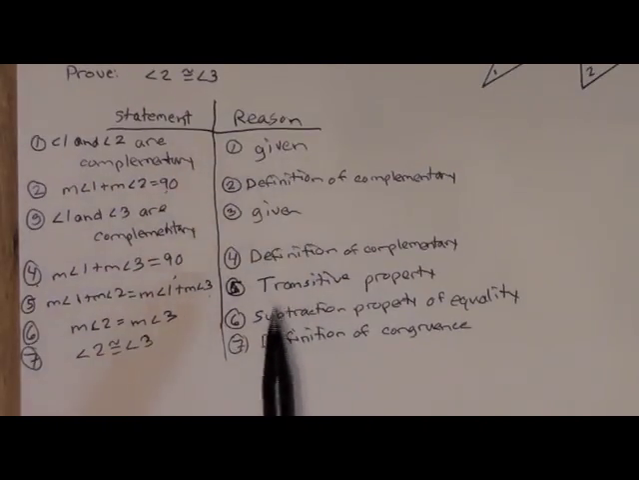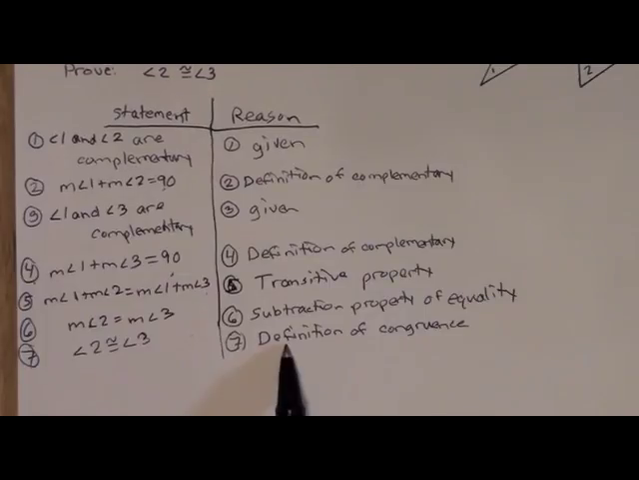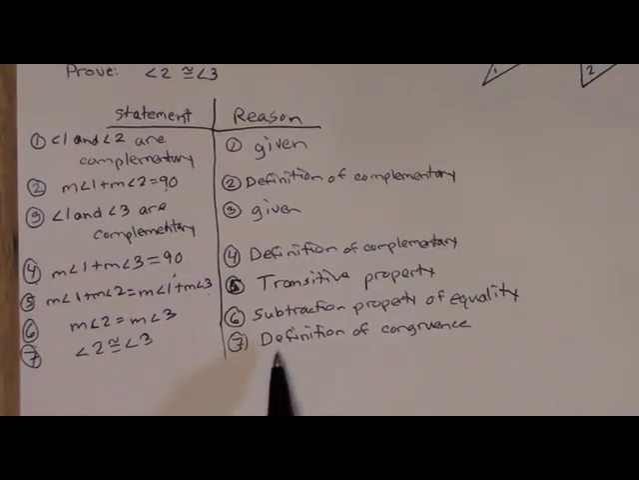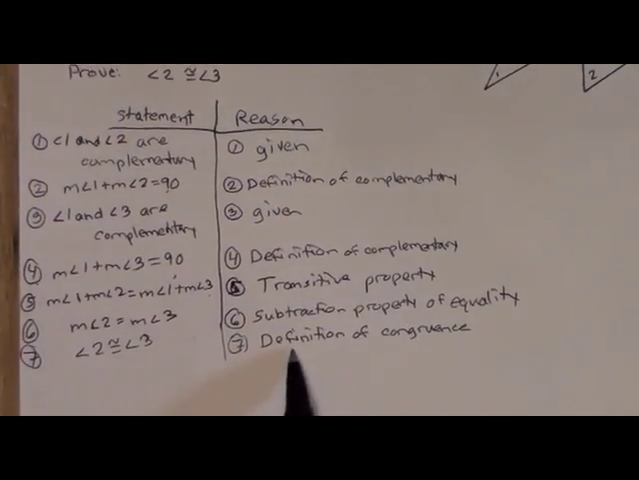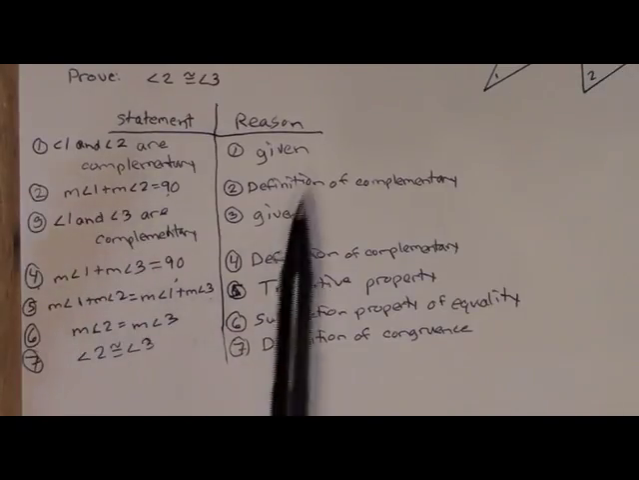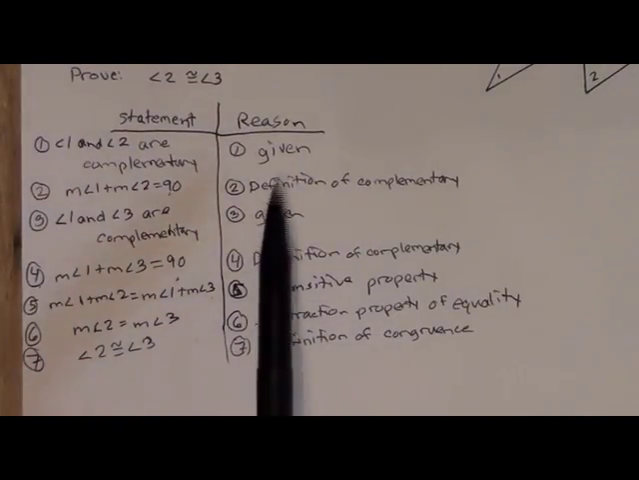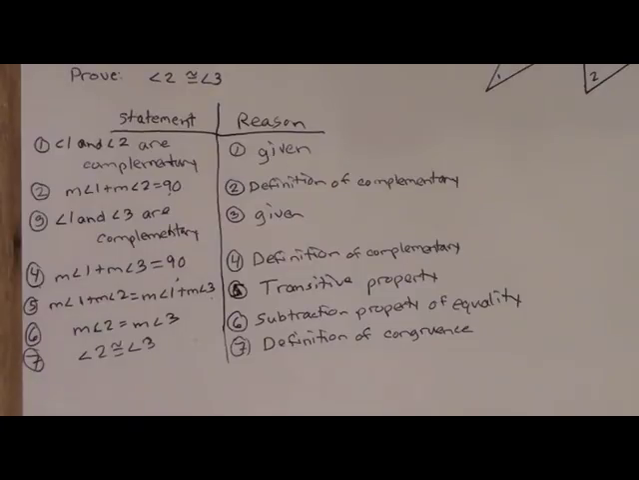Notice what word is not used on the right side of this proof: the word prove. Never, ever, ever in a proof is prove, this word right here, a reason. And it's tricky because given is a reason for the two statements that are given, but prove is never a reason.